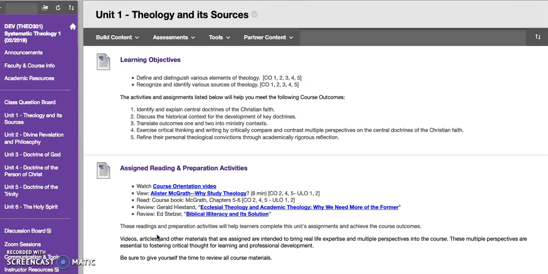Hello and welcome to Systematic Theology, THEO 301, which has been revised and updated in light of Alistair McGrath's 6th edition of Christian Theology: An Introduction. That is the textbook for the class.